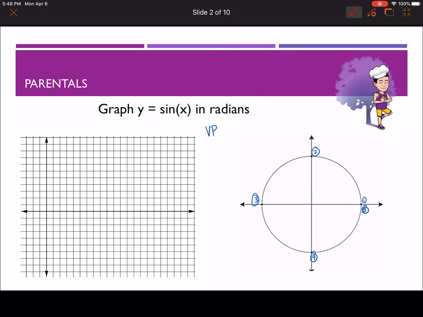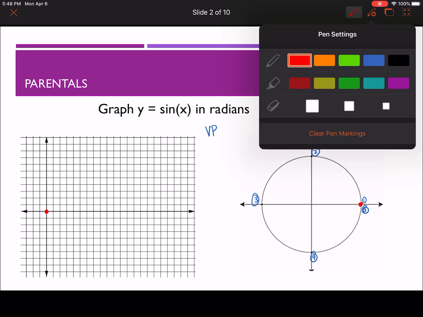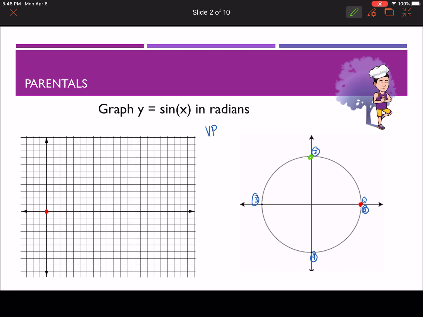So for that first one, I'm seated right here on the positive x-axis. My vertical position is 0. My output is 0. The input also, in this case, is 0. I've got 0 radians, so I've got (0, 0), my beautiful anchor point that I've always got for my sine function. Then from here, the next value, here at the top, position 2, I've got a vertical position of 1, and I'm seated all the way up at the top.